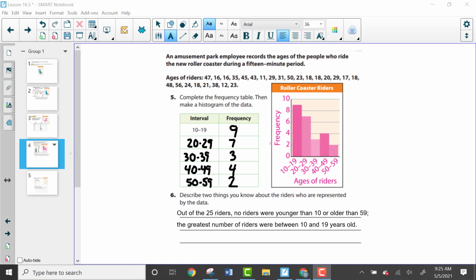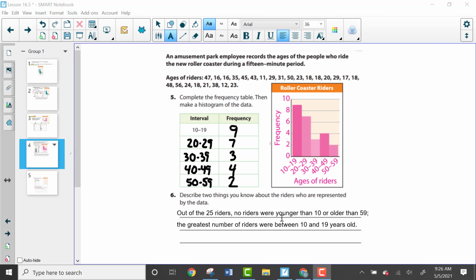Okay, now let's take a look at number 6. It says, describe 2 things that you know about the writers who are represented by the data. So 2 things, and I would like for you to write these down. Out of the 25 writers, where am I getting 25 from? If I add all the frequencies up, that'll give me 25, or a total of 25 different numbers.